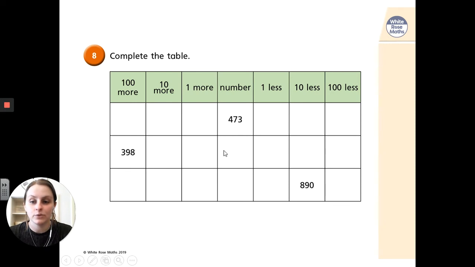So the first thing you need to do is work out what 100 less than this would be to find out that answer and write that in there. Once you've got this number, you can then work out what 1 more is, what 10 more, and what all the less ones are as well.